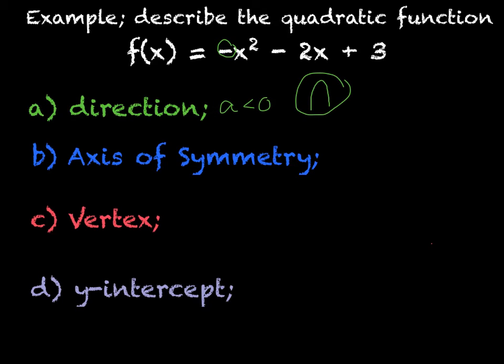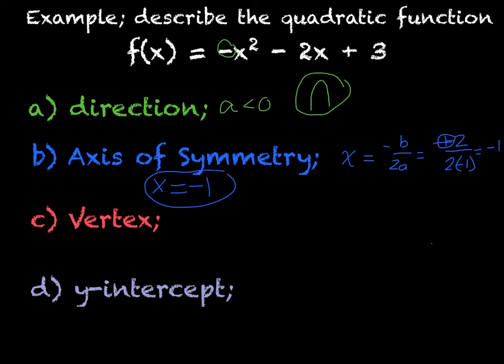Next, my axis of symmetry. My axis of symmetry is going to be the line x equals negative b over 2a. So my b is negative 2, so negative negative 2 over 2 times my a, which is negative 1. So that's going to be double negative on top, so make it a positive 2. 2 divided by negative 2 is a negative 1. So my axis of symmetry is x equals negative 1.